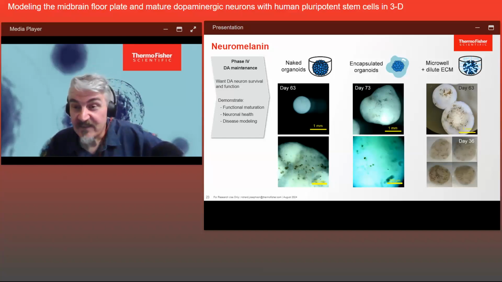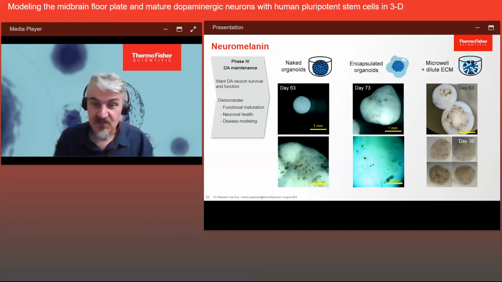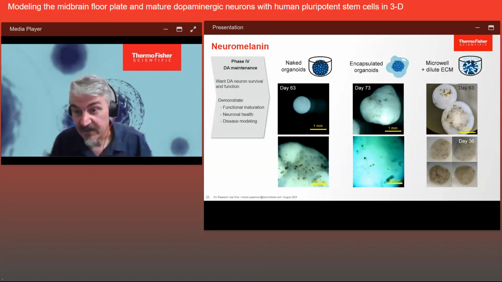However, we found that, surprisingly, the dilute 2% Geltrex addition had a similar effect on neuromelanin as encapsulation. We got neuromelanin in the microwell organoids. But one difference is that we started to observe the pigment in as little as 4 weeks using the microwell method with dilute ECM. And it also occurs in almost every organoid, as you can see in the pictures at the bottom right.